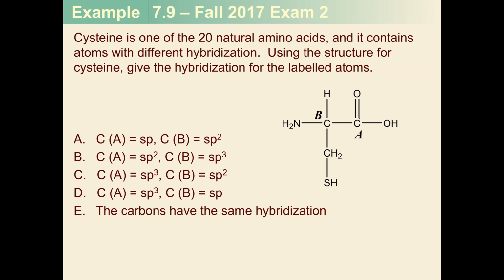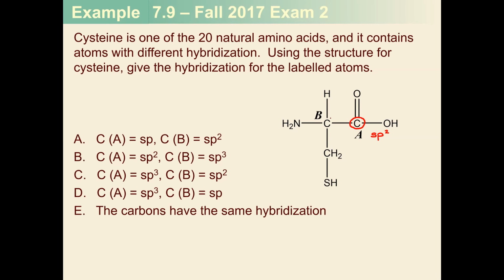First thing we want to do is look at our carbon A. Notice that it has 3 attachments: the doubly bound oxygen, our OH group to the right, and the carbon going to the left. So 3 attachments means that this must be sp2 hybridized.